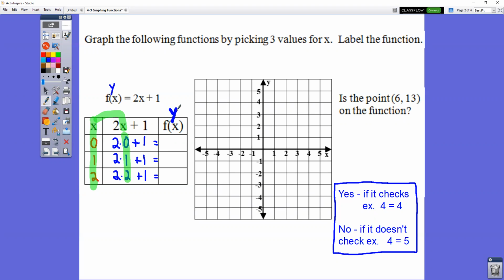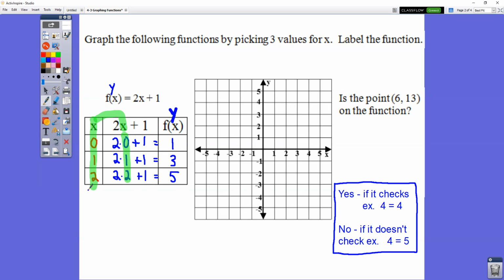Remember, the f of x column is just your y. You could either type this right into the calculator, or you could do it in your head. If you do it in your head, make sure that you follow order of operations. Please excuse my dear Aunt Sally, PEMDAS, however you learned it. You have to do the multiplying first before you do the adding or subtracting. So 2 times 0 is 0, plus 1 is 1. We put our answer in that f of x column. 2 times 1 is 2, plus 1 is 3. 2 times 2 is 4, plus 1 is 5.